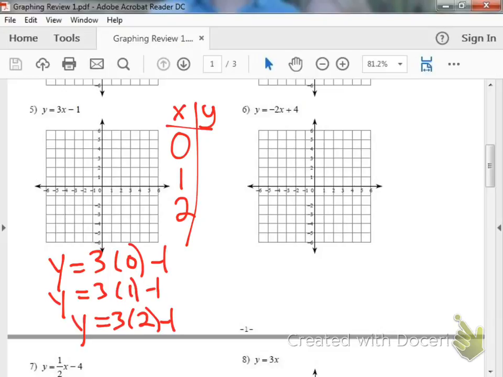minus 1. 3 times 0 is 0, and 0 minus 1 is negative 1. 3 times 1 is 3, and 3 minus 1 is 2. 3 times 2 is 6, and 6 minus 1 is 5.